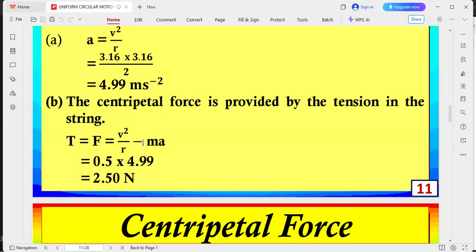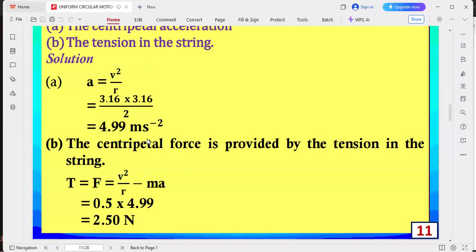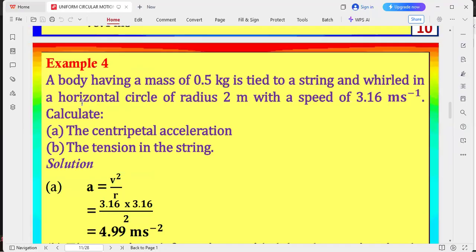When we are doing vertical motion, I'll be able to explain at what point we add mg and at what point we subtract mg. But the moment you see a horizontal circle, then centripetal force remains mv squared over r, nothing else. So I hope I'm clear.